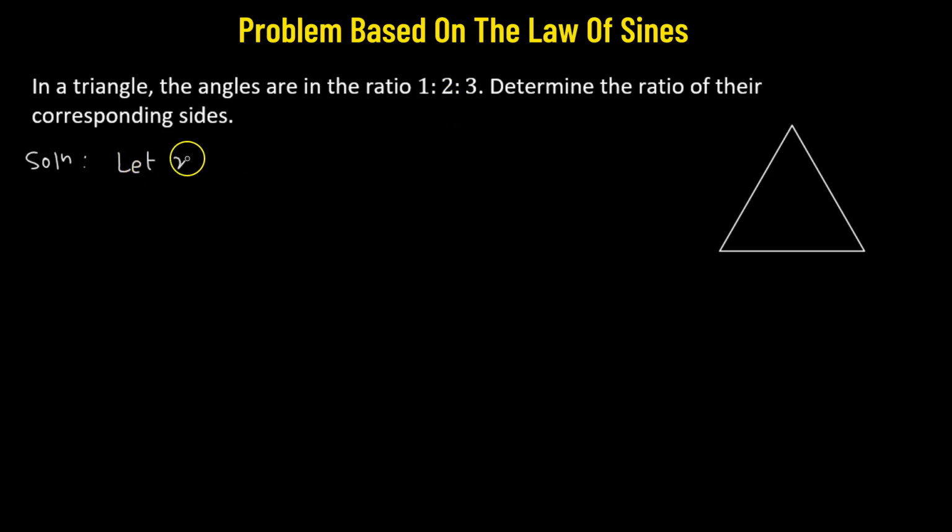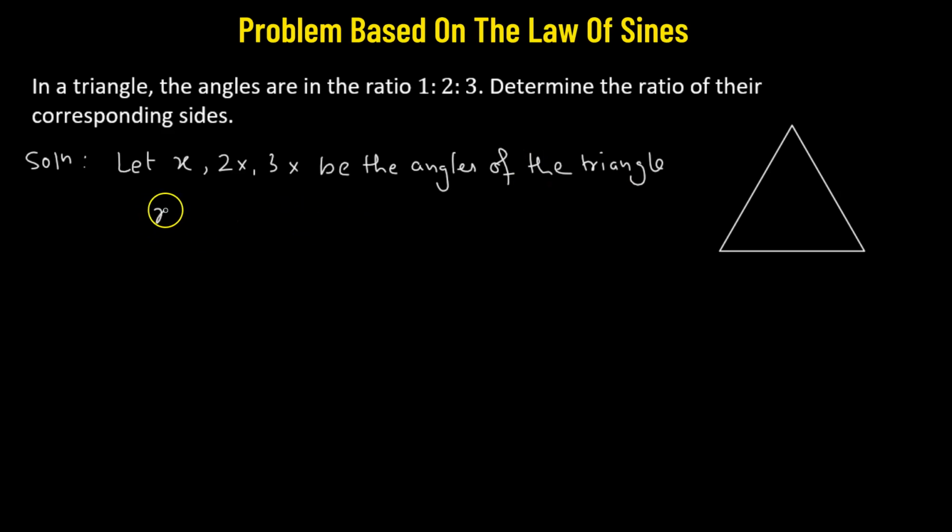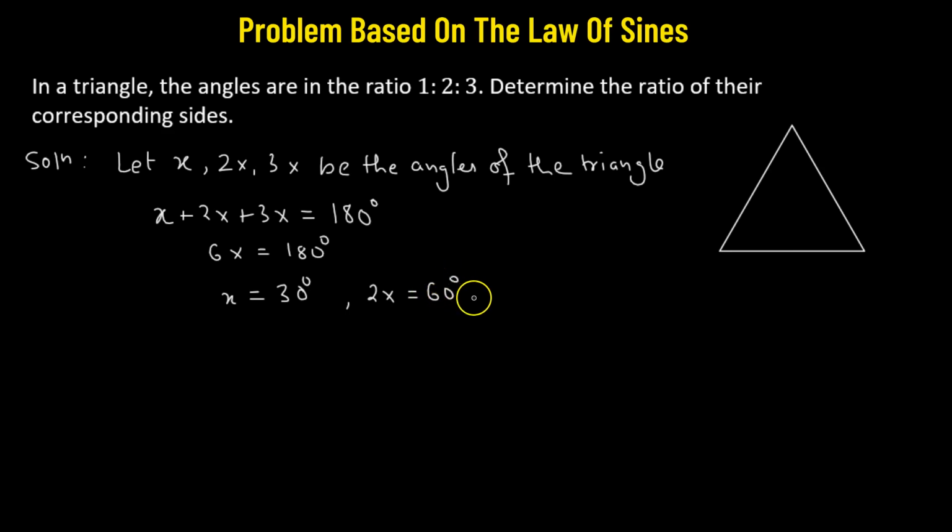consider x, 2x, and 3x to be the angles of our triangle, such that we can find out the value of x. So x plus 2x plus 3x. The sum of the interior angles will add up to 180 degrees. So we'll get 6x equals 180 degrees, so x equals 30 degrees. Now that we have the value of x, we can also find 2x, the second angle, which will be 60 degrees, and the third angle will be 90 degrees.